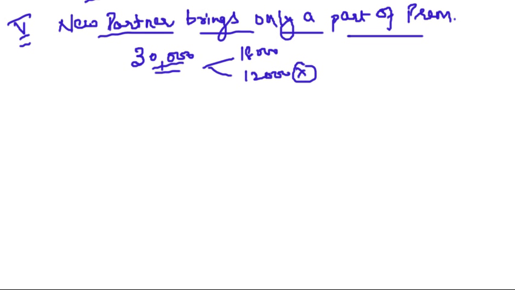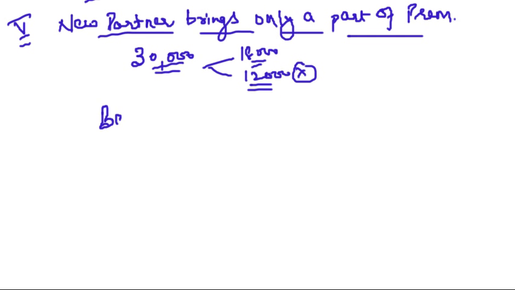This 12,000 we have to recover from the new partner only, because the old partners are to be compensated with 30,000. Therefore, this 12,000 the new partner will bring, but currently he is bringing only 18,000. So how to treat this? Let's see. The first entry will be for the receipt of premium. Whatever premium he has brought in, we'll record that.